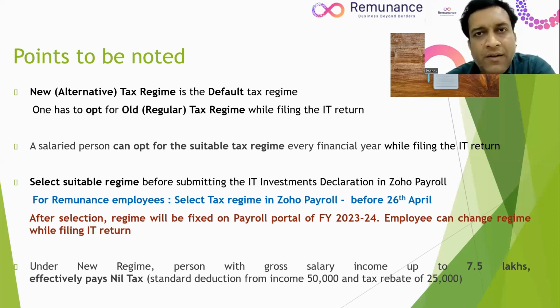So I hope the default nature is clear. The default is that it has to be changed from new to old. Otherwise, it is new from the income tax return point of view. And the rebate is the concession in the tax, not in the income, but in the tax amount. I hope these points are clear. Of course, we'll have some question and answer session, if time permits, in the last few minutes at the end of this session. So let's see.